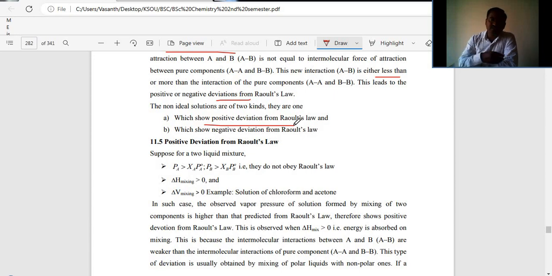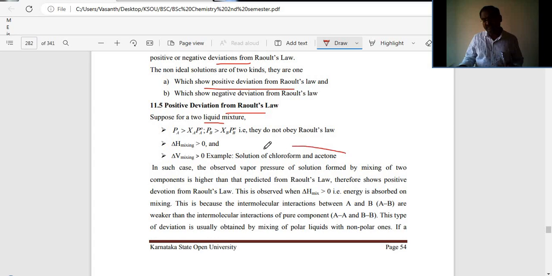Now we are going to discuss positive deviation from Raoult's law. Suppose for two liquid mixtures, the vapor pressure of component A is greater than XA into PA naught, and the vapor pressure of component B is greater than XB into PB naught. Then the enthalpy value increases, and the change in volume also increases. Examples of positive deviation from Raoult's law are solutions of water and acetone, and chloroform and acetone.